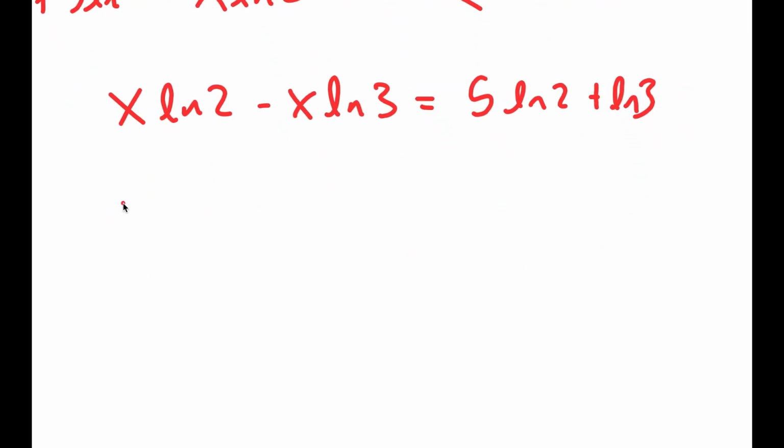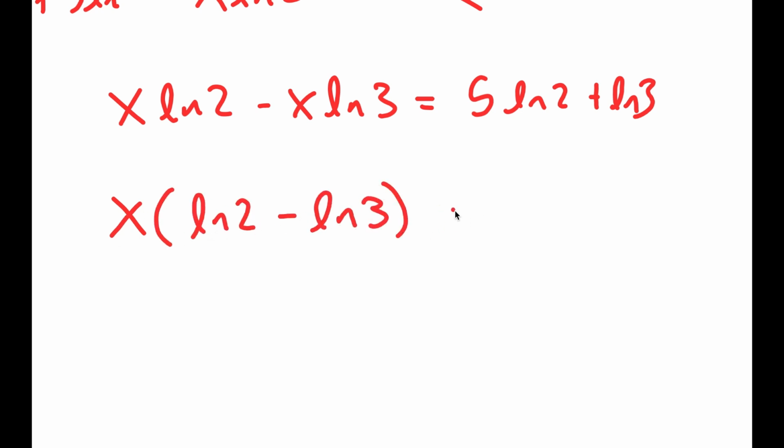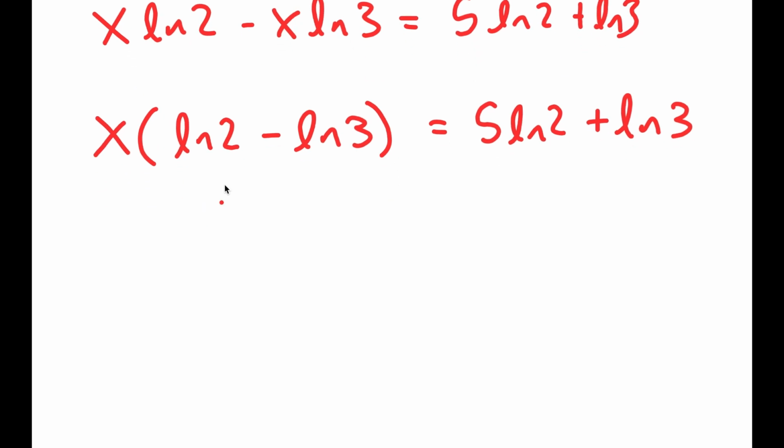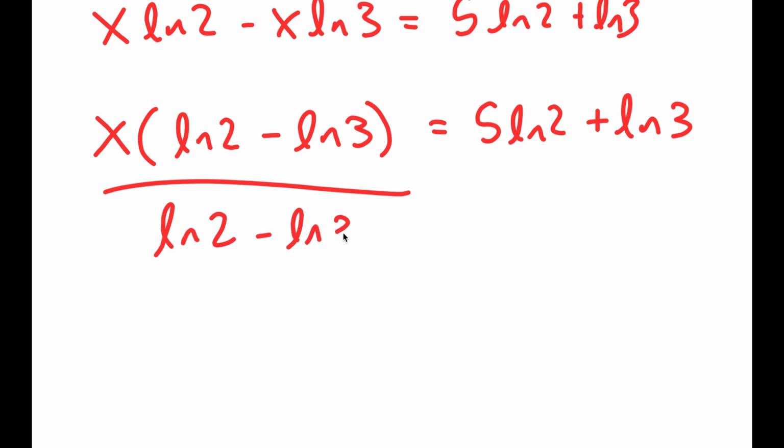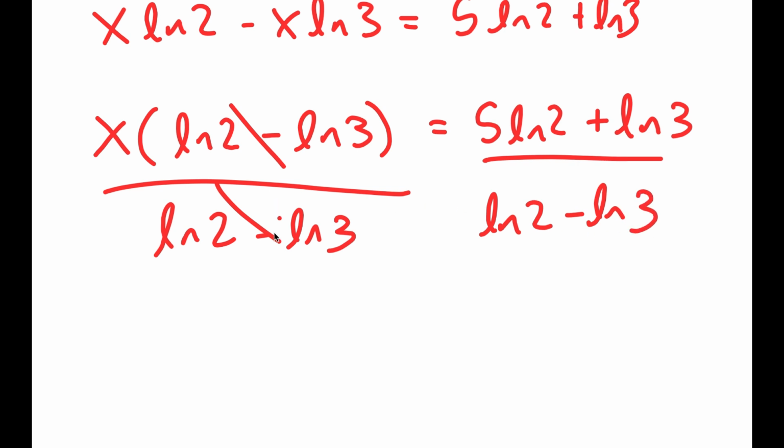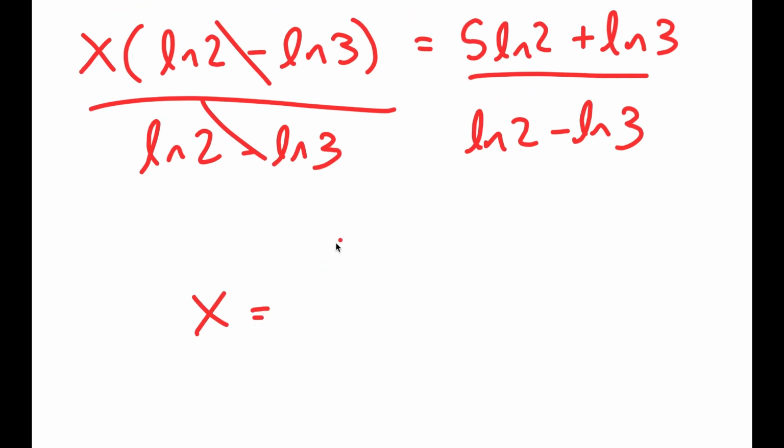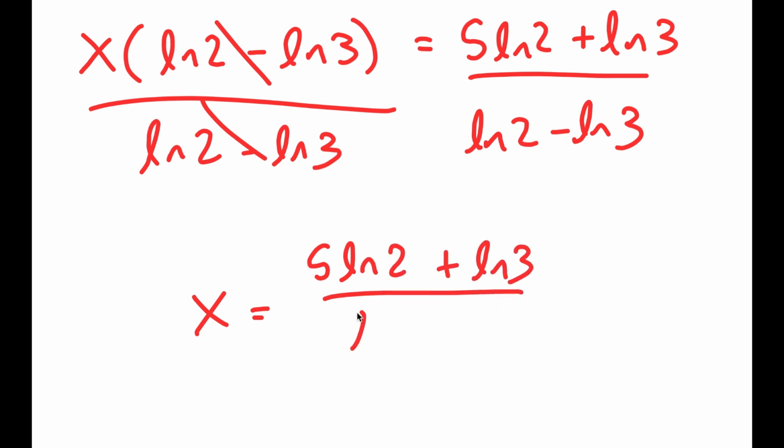So now for my left hand side, I'm going to factor out x. So I get x times ln 2 minus ln 3, which is equal to 5 ln 2 plus ln 3. Now, we obviously want to isolate x. So to do that, I'm going to divide both sides by ln 2 minus ln 3. So now I get x is equal to 5 ln 2 plus ln 3 over ln 2 minus ln 3.